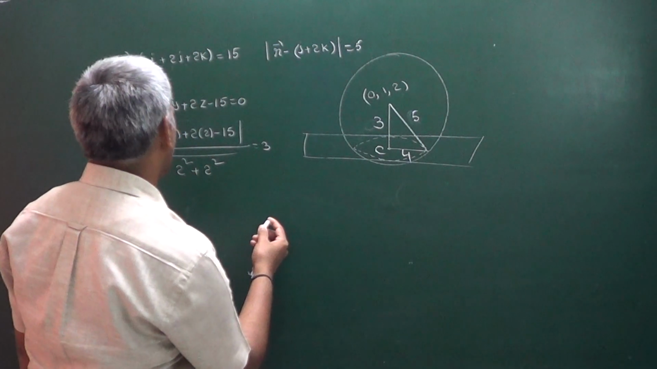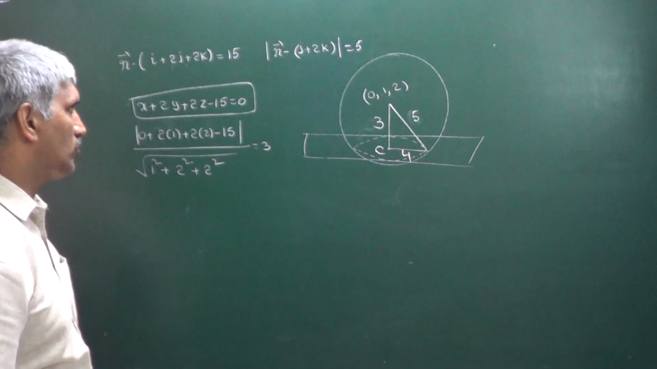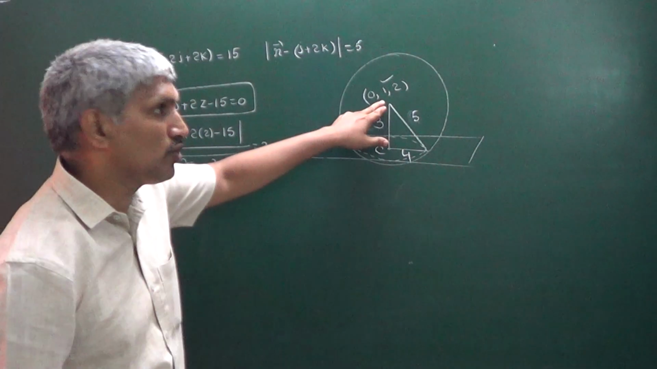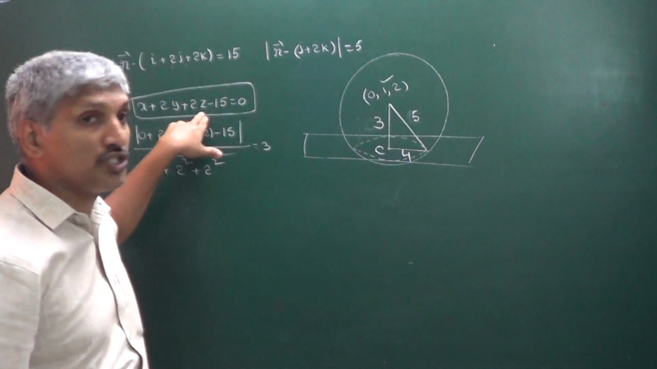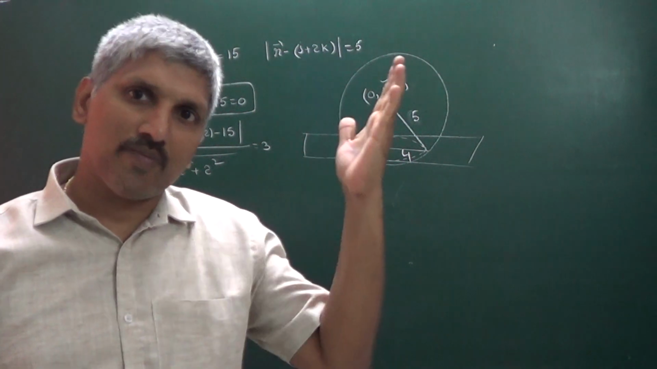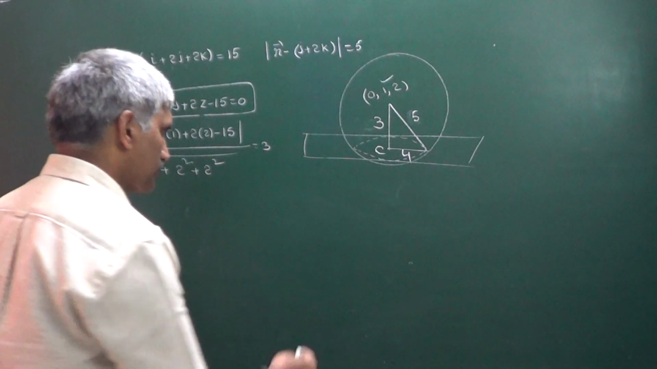Now you know the plane equation. The plane equation is x plus 2y plus 2z minus 15 is equal to 0, and the point is (0, 1, 2). From (0, 1, 2) onto this plane, you know how to find out the foot of the perpendicular, right? The method we discussed earlier, now I am discussing by the formula.